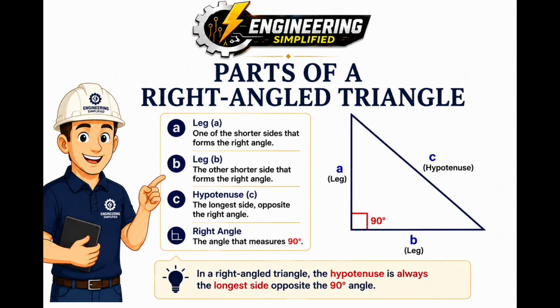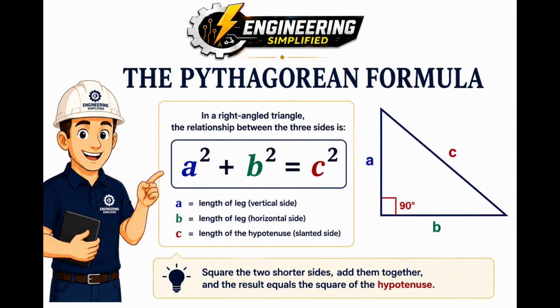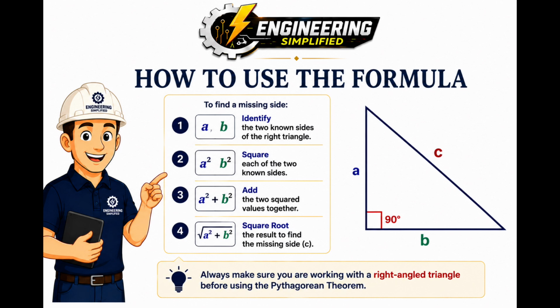Now let's look at the formula. The Pythagorean theorem is A squared plus B squared equals C squared. Here, A is the length of one shorter side, B is the length of the other shorter side, and C is the hypotenuse. In simple terms, square the two shorter sides, add them together, and the result equals the square of the hypotenuse.